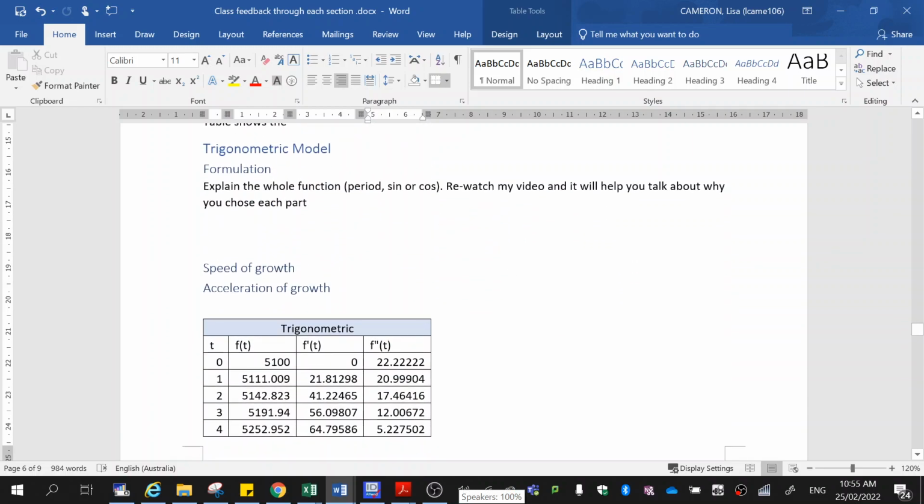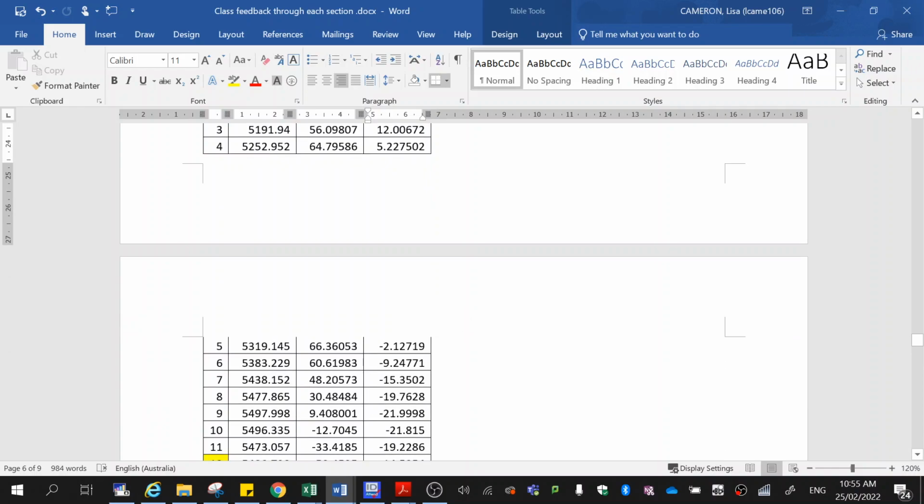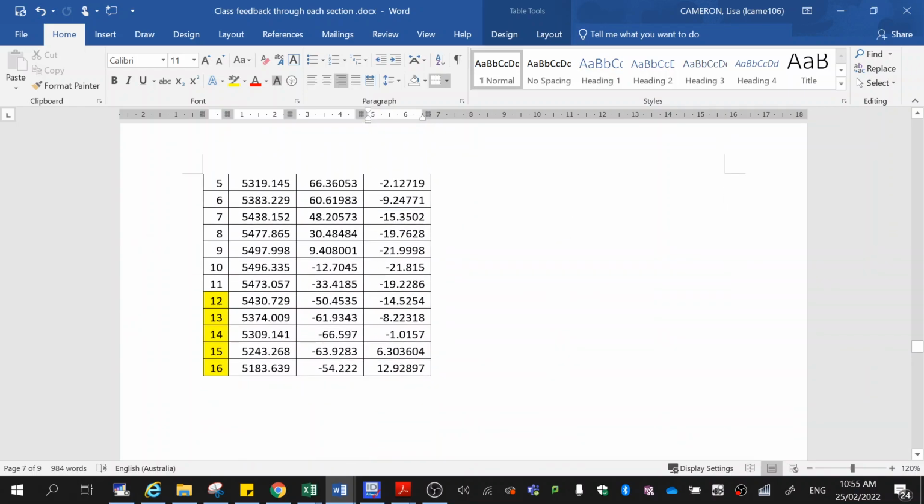Next thing, trigonometric model. Again, you state whether it is sine or cosine, and why. It's definitely not tan. Then, you talk about why you've placed your period at the length that it is. Again, I don't care why you chose it, I just want you to tell me why it's that. Then you go through and talk about your speeds and acceleration. What's the highest? What's the lowest? Is it reasonable? Look at your predictions for the future. Do they make sense?